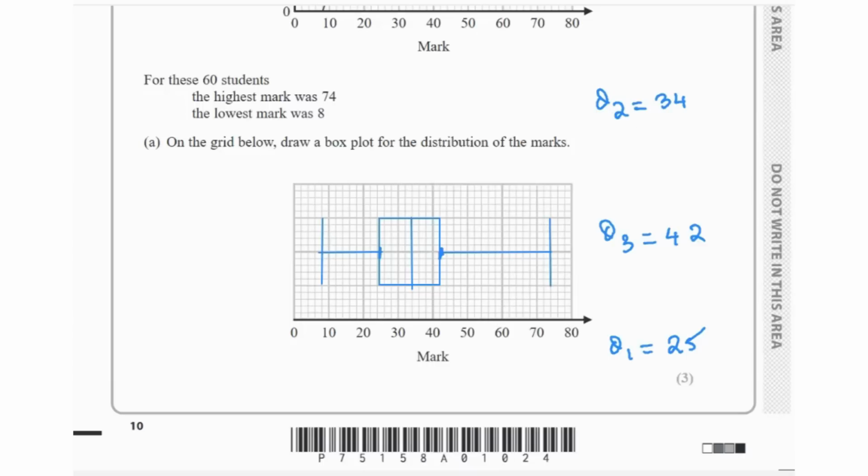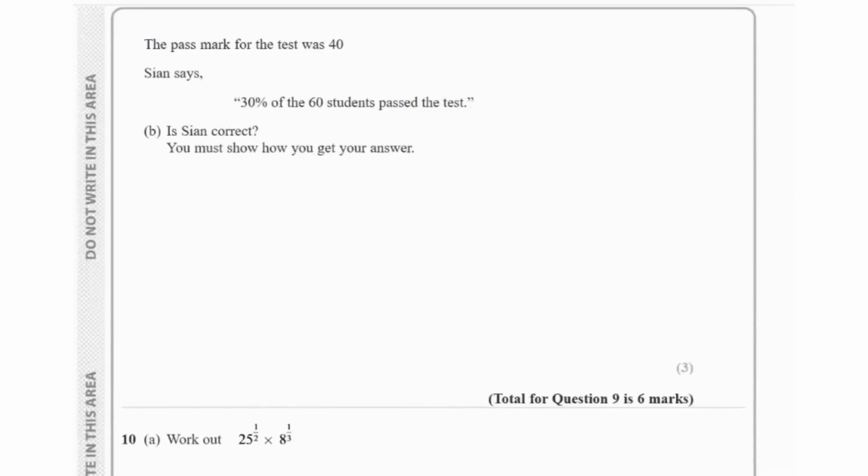This is your box plot. The pass mark for the test was 40. Science says that 30% of the 60 students passed the test. So is San correct? You must show how you get your answer.